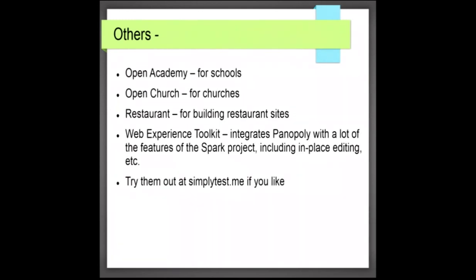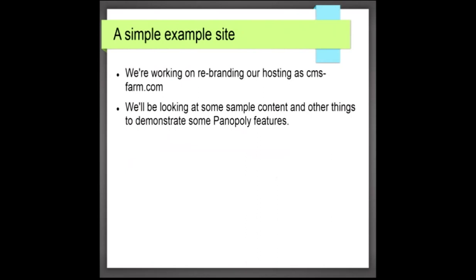And there are a bunch of other ones. There's Open Academy, which is supposed to be for schools, and Open Church, which I only know exists. There's Open Restaurant for building restaurant sites, or I guess it's just called Restaurant. Web Experience Toolkit is kind of interesting because it's got a bunch of things from the Spark project and in-place editing of fields and stuff. It's fun to play with. There's a lot of stuff that hasn't become mainstream yet. And you can try all this stuff out at simplytest.me if you want to play with it. Most of those are in there.